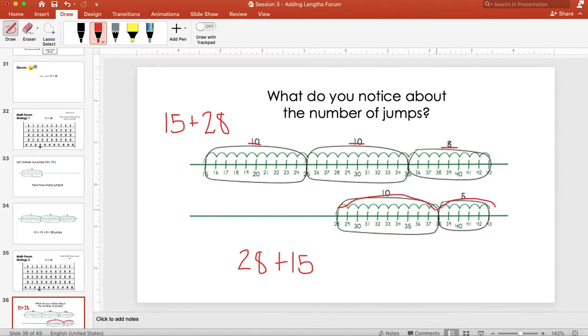So it's definitely easier if you always start with the larger number. If you're going to use a number line to help you solve problems, always start with the larger number so then you don't have to do so many jumps, because adding 15 is a lot easier than adding 28. Okay?